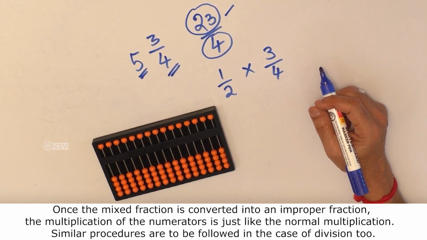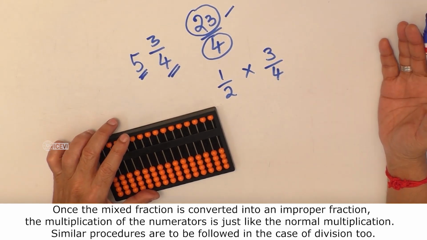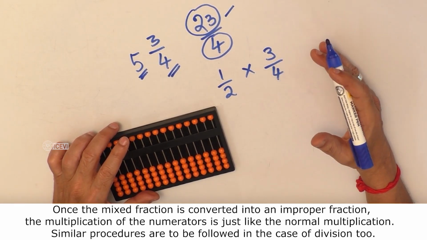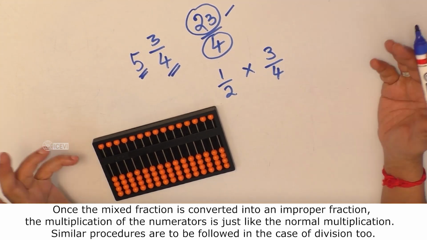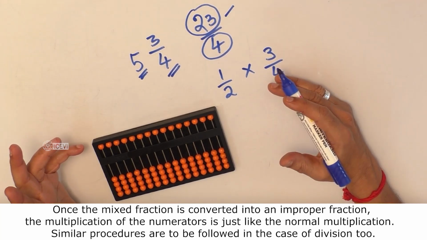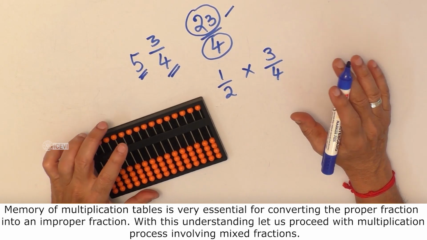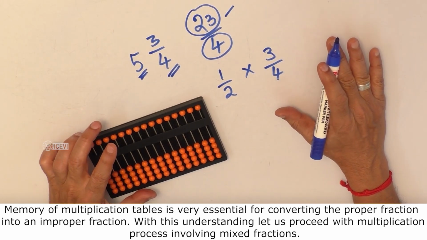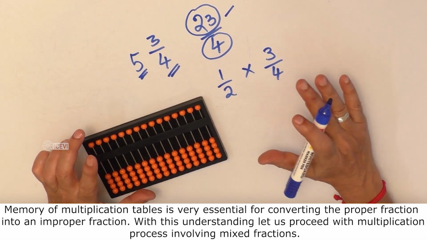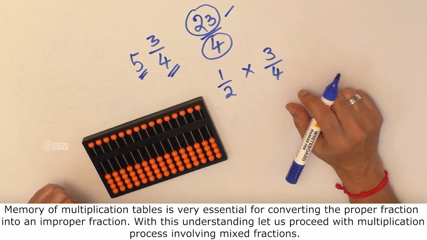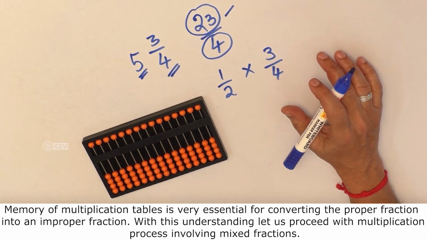Once the mixed fraction is converted into an improper fraction, the multiplication of the numerators is just like normal multiplication. Similar procedures are to be followed in the case of division too. Memory of multiplication tables is very essential for converting the mixed fraction into an improper fraction. With this understanding, let us proceed with the multiplication process involving mixed fractions.